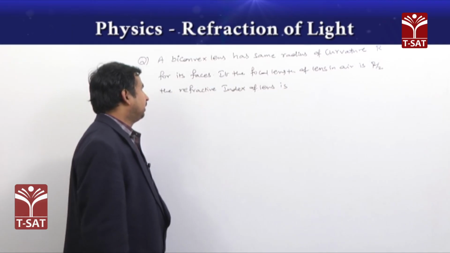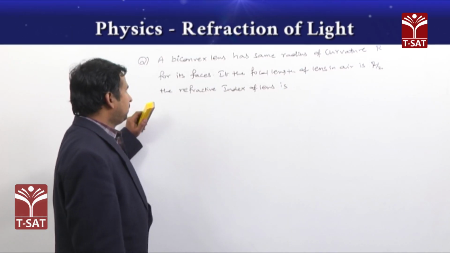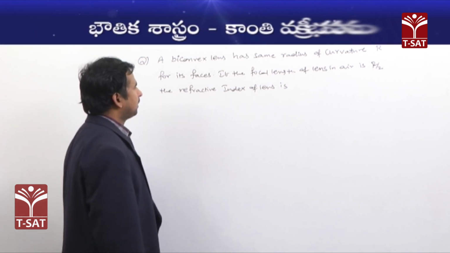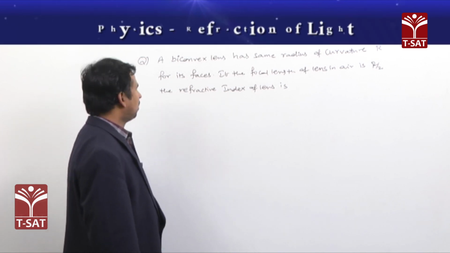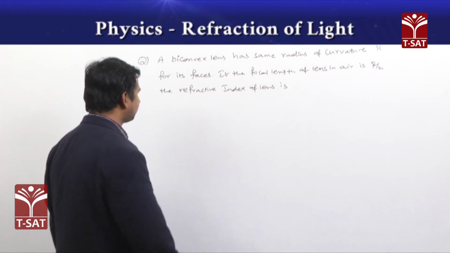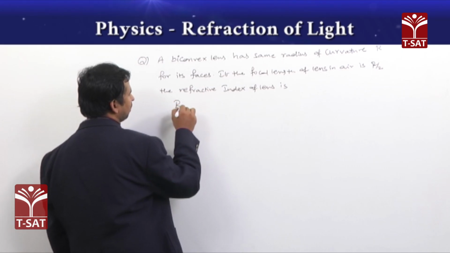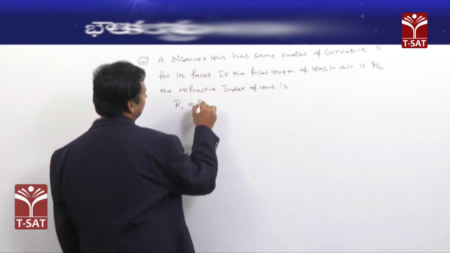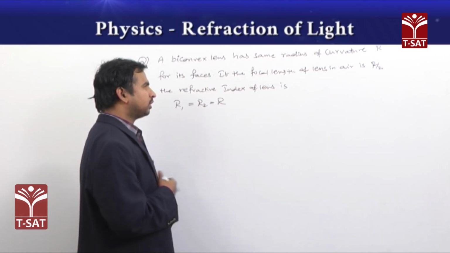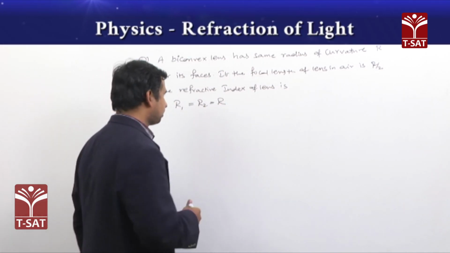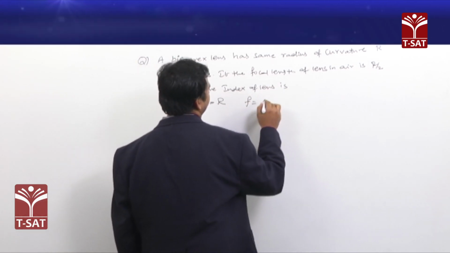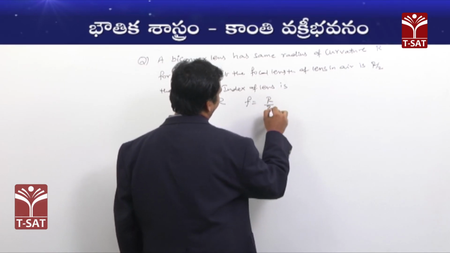Now the next one is about the thick lens, which is based on the lens maker formula. A biconvex lens has the same radius of curvature for its faces, so R1 and R2 are both taken as R. If the focal length of the lens in air is R by 2, that is, the combined focal length f is equal to R by 2.